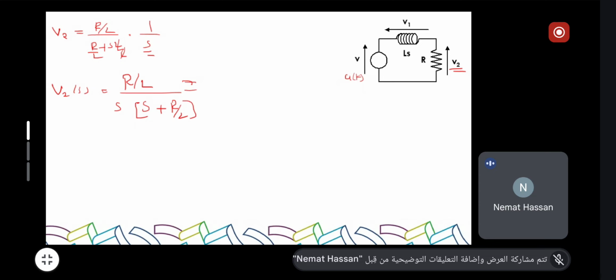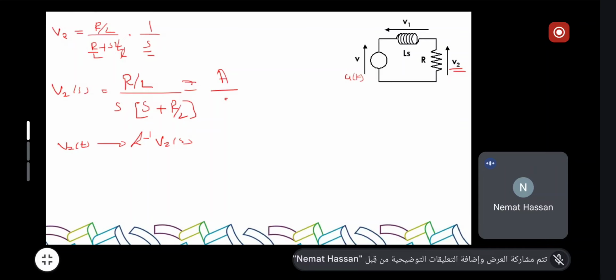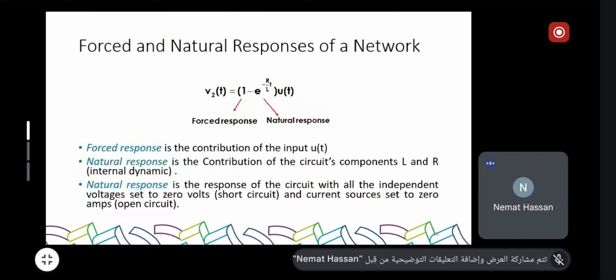And if I want to find V2 of t, I need to perform the inverse transform of V2 of s, which means I'll use partial fractions: A over s plus B over s plus R over L, which will give us the exact same shape of output, which is A u of t plus B e power minus R over L t u of t, which is what we have over here.